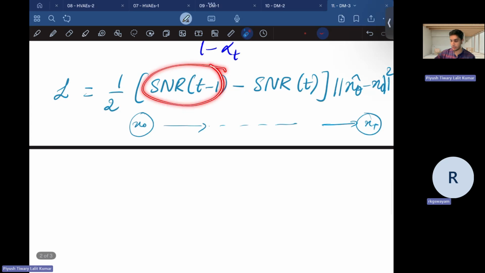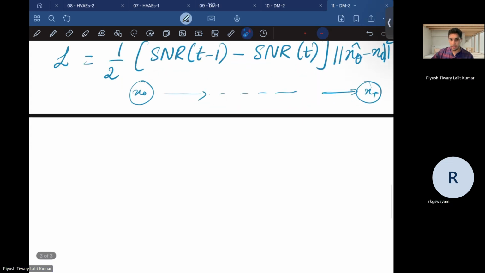So the SNR at time t minus 1 has to be greater than the SNR at time t, because in the forward process we are increasing the noise, the variance, and when the variance increases, the SNR decreases. So this quantity is actually positive. It is not a negative quantity. That's the first thing.